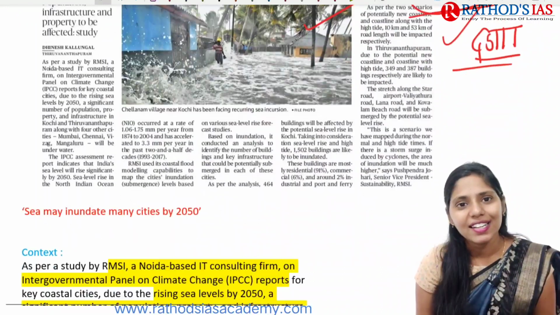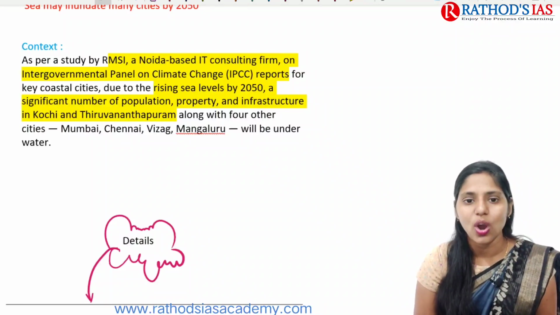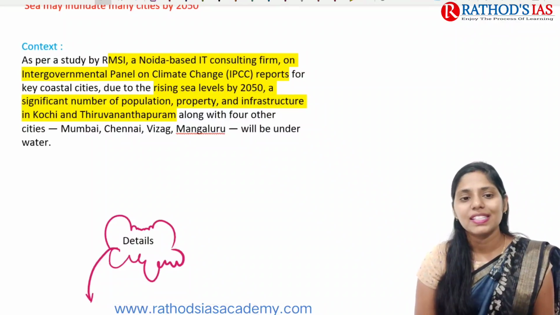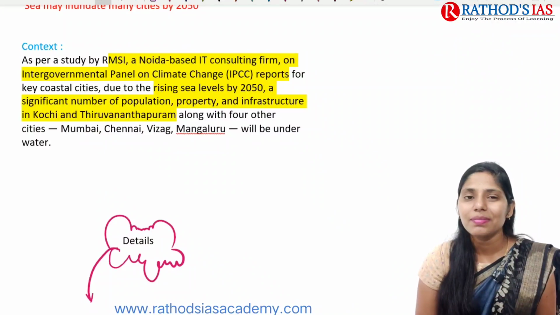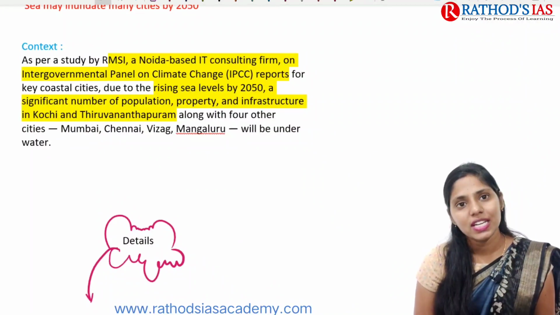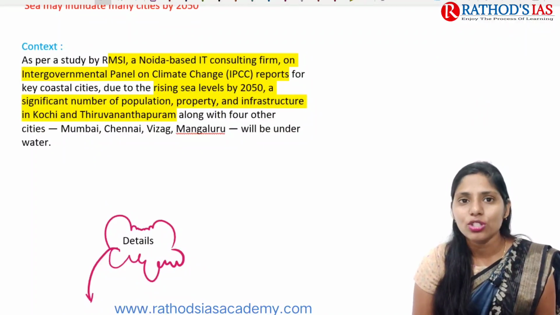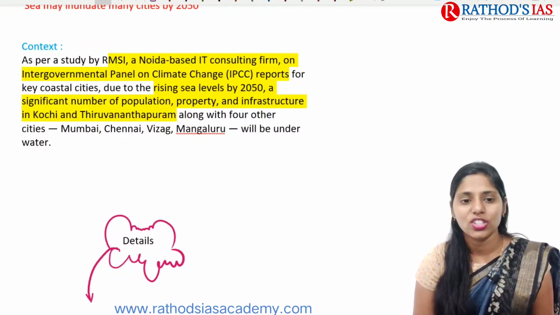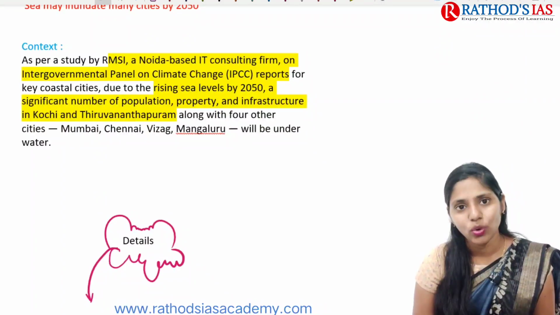If you're talking about this article, it mainly says that as per a study done by RMSI, a Noida based IT consulting firm, on the IPCC, that is Intergovernmental Panel on Climate Change reports, some key coastal cities are going to be inundated because of sea level rise by 2050. Because of this inundation, a significant amount of population, property and infrastructure is going to be lost, especially in cities like Mumbai, Chennai, Vizag, Mangalore. They will be underwater by 2050.